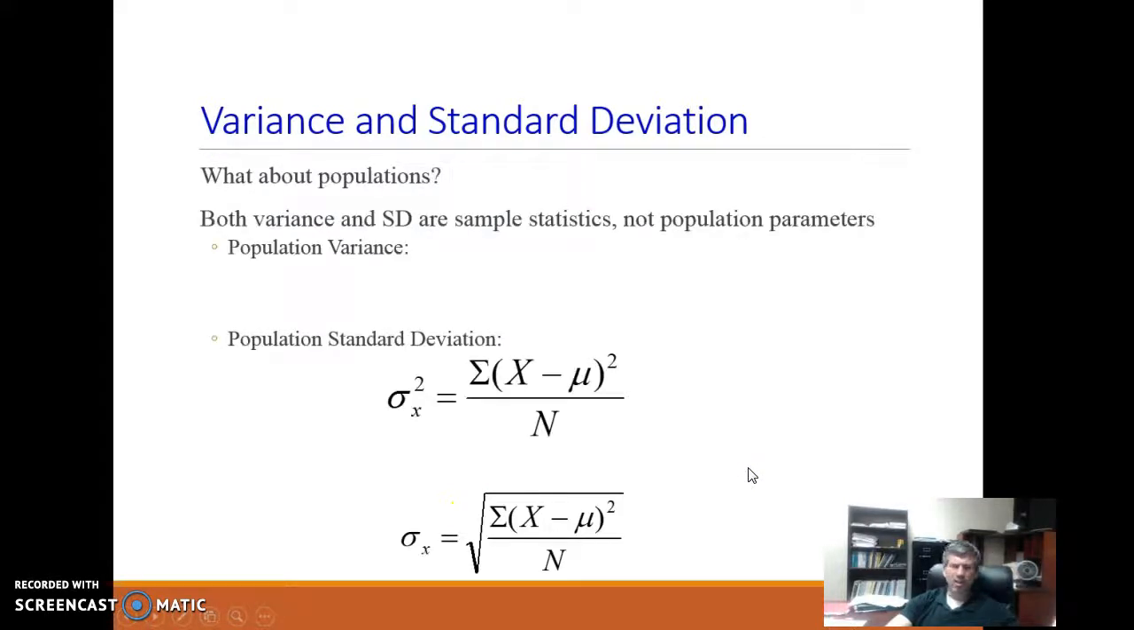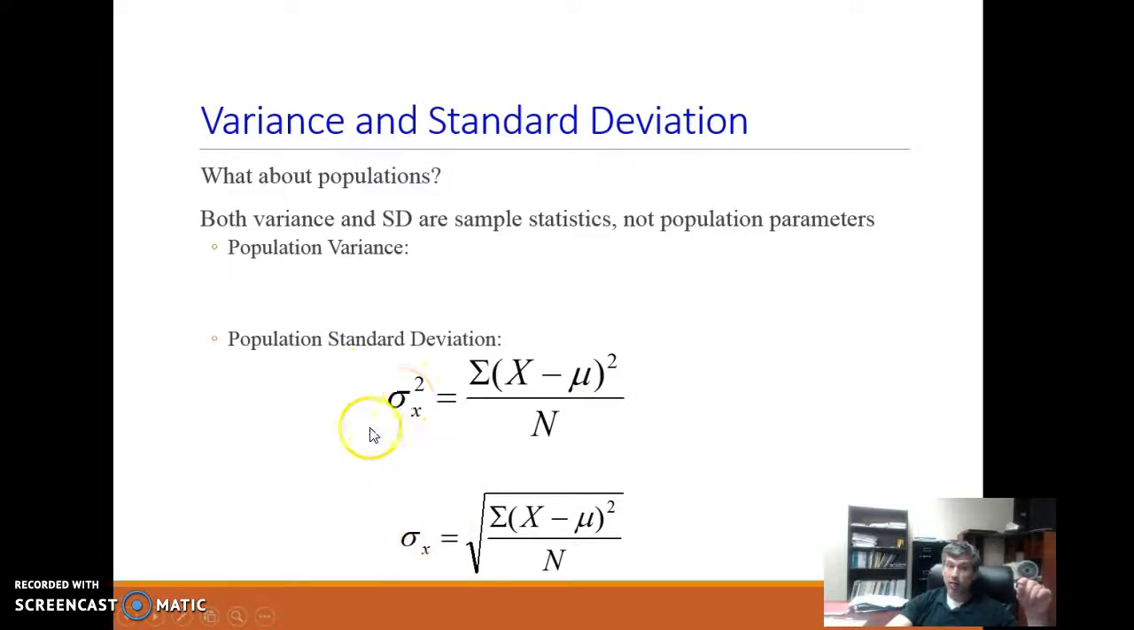But here's the thing, I'm going to backtrack for a second. These formulas aren't that important because in practice we never have every score in a population. That's what we need to actually run these. Here's what is important. Both the sample variance and the sample standard deviation are just ways of estimating these parameters.